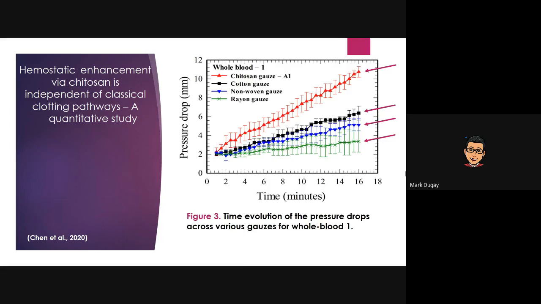This data presents the hemostatic performance for a given gauze, which is proportional to the pressure drop across it. And the order for better performance, as shown in the figure, is Kitosan gauze, which had the highest pressure drop. That means it displayed the best performance. Next is the cotton gauze, followed by the non-woven gauze, and last the Rayon gauze.